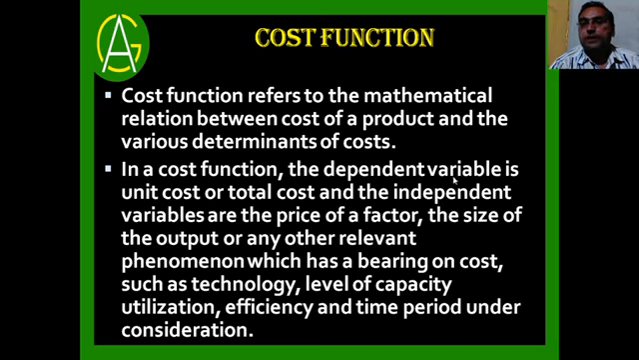In a cost function, the dependent variable is unit cost or total cost. That means we can either calculate unit cost or we can calculate total cost. These unit cost and total cost will be the dependent variable. And what do independent variables mean? Independent variables are the prices of factors, the size of output, or any other relevant phenomenon which has a bearing on cost, such as technology, level of capacity utilization, efficiency, time period under consideration. These are all independent factors, and unit cost or total cost will be considered as the dependent variable.